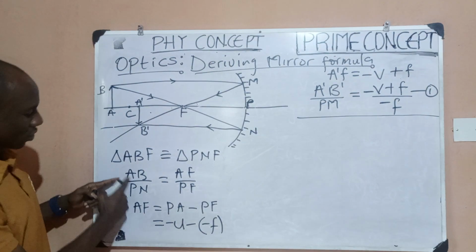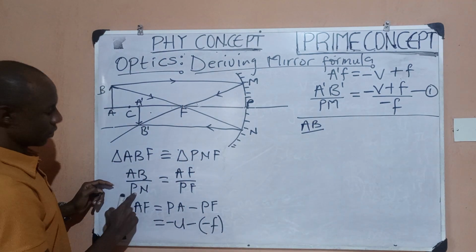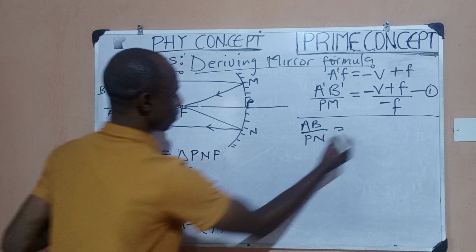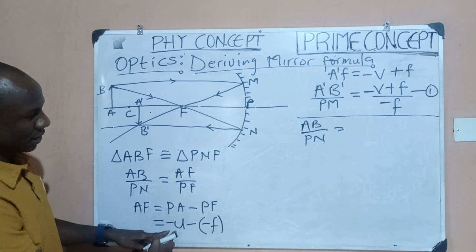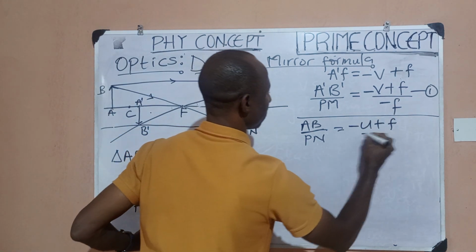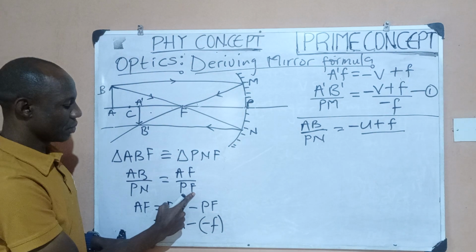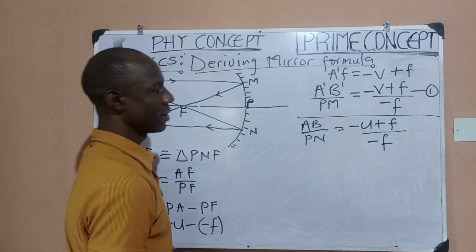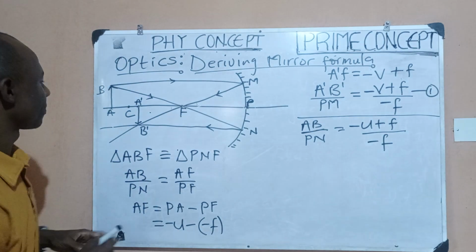If I do this, I'm going to now substitute. So I have AB ratio PN equals what now? AF. What is our AF? Our AF is this, which is negative U plus F, all divided by what now? Our PF. What is our PF? You are very correct. Negative F, right? Yes. Now, but I'm not done. I want to do something again.